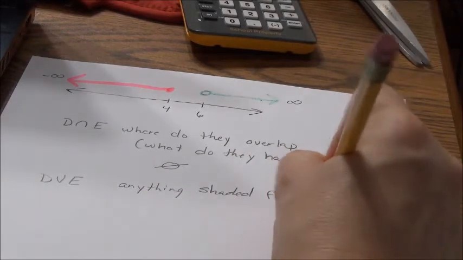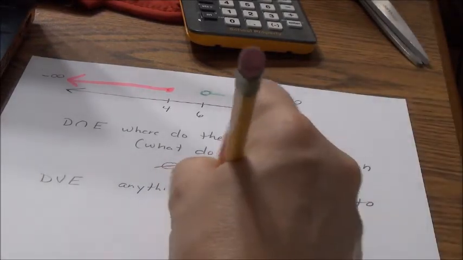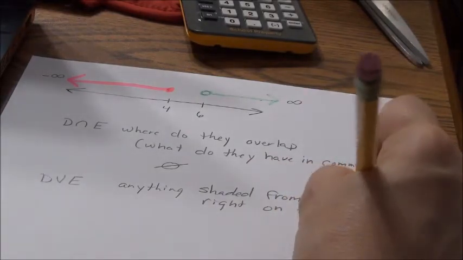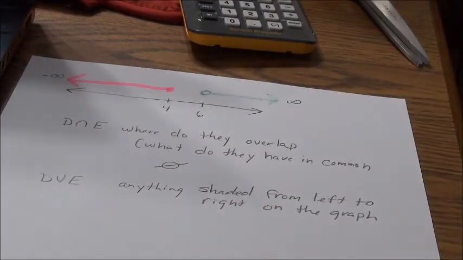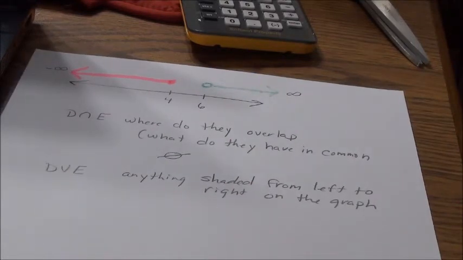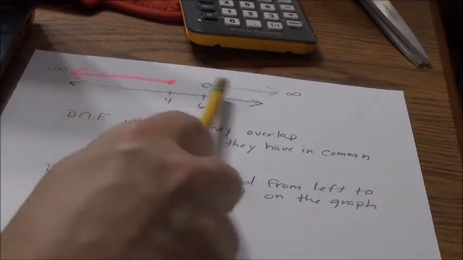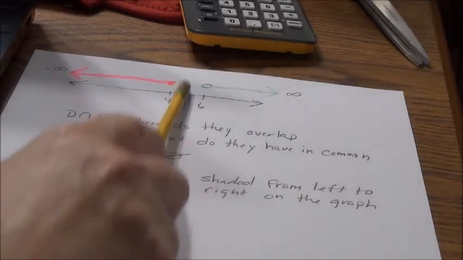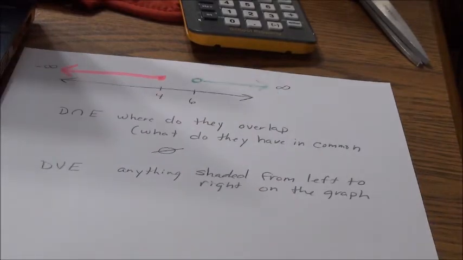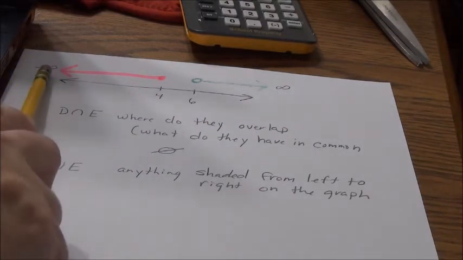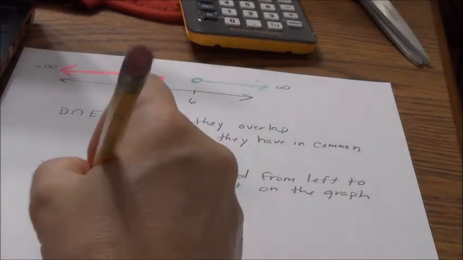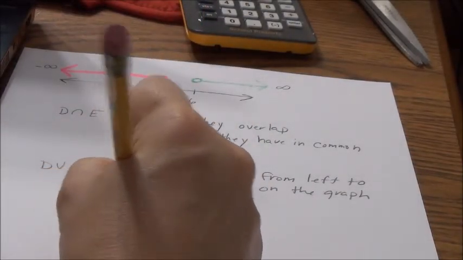from left to right on the graph. What you're listing is anything that you have in either set. So this one has two different sections that are shaded because of the space in the middle, and since there's two separate sections, you have to list them separately. So the first section from left to right goes from negative infinity to 4.